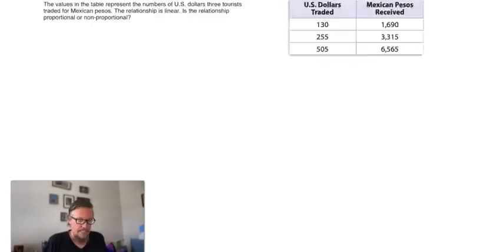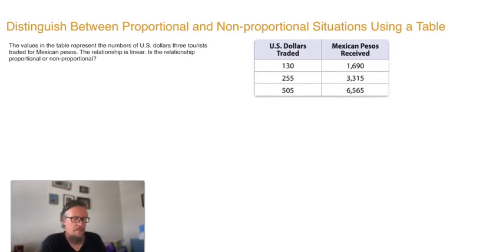The last thing is looking at a table. When we're looking at a table, this sometimes requires a little more math from us. This is the values of the US dollars tourists traded for Mexican pesos. And we know the relationship is linear. Is the relationship proportional or non-proportional? One of the ways that we can tell is by finding the starting amount, the initial value. Is the initial value going to be (0, 0)?